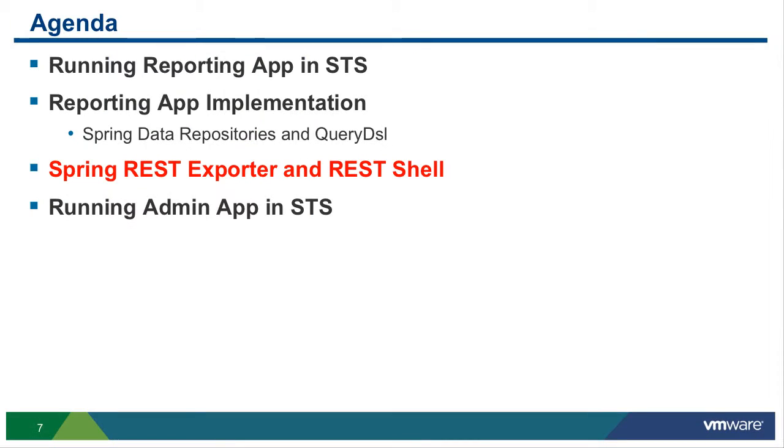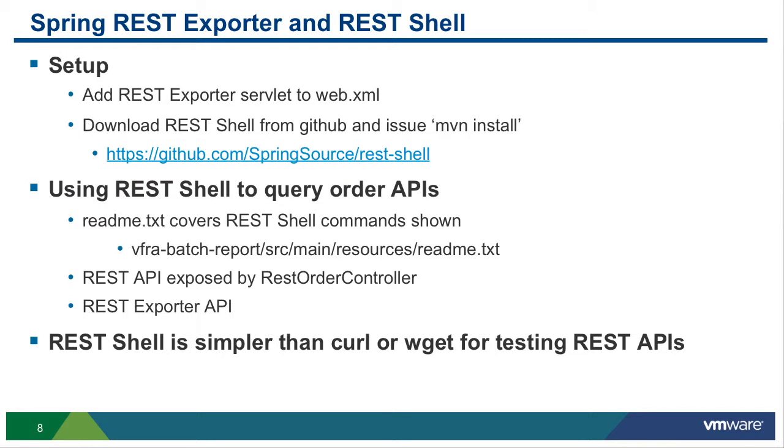Now we're going to take a look at the REST exporter and the REST shell. We'll look at the setup as well as using the REST shell to query the order APIs, both the ones made available by the REST order controller that we looked at earlier and those made available by the exporter API, which is based on the OrderRepository interface. And there is a readme.txt that lists all of the REST shell commands if you want to retry them.